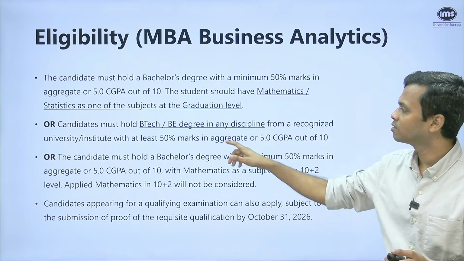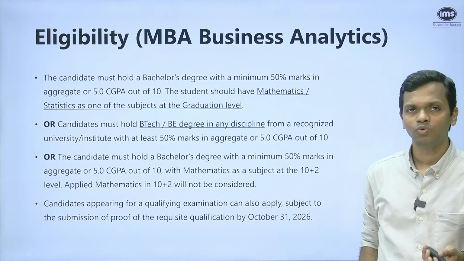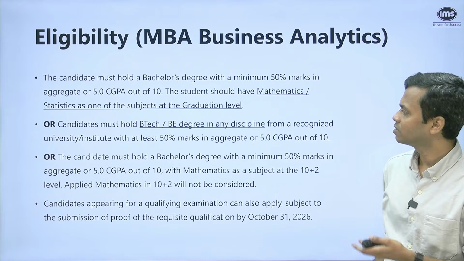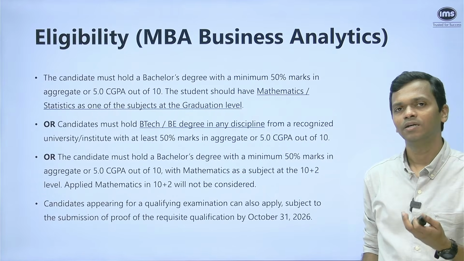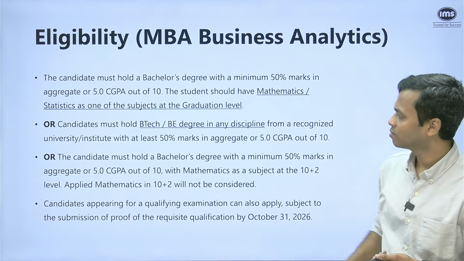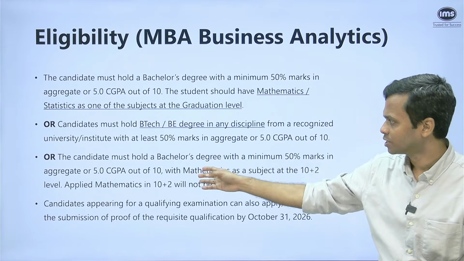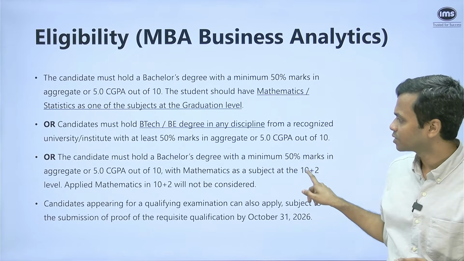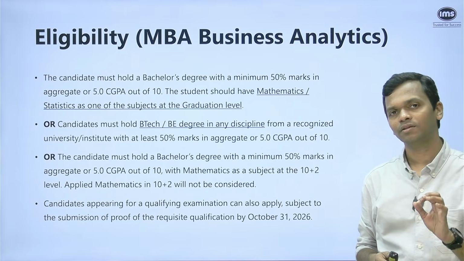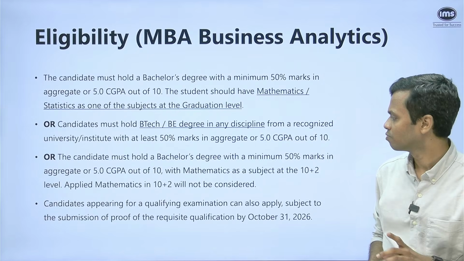If you don't have that, there's a second condition which says, or if you're a candidate who holds, let's say, a BTech or a BE degree in any discipline with the requirement of marks that is there, then also you can apply. Or if you don't have that as well, then if you have a bachelor's degree with minimum 50% and 5 CGPA out of 10 with maths as a subject at the 10+2 level. Okay, so if you had mathematics in the 12th standard, then also you can apply. Applied mathematics in 10+2 will not be considered.